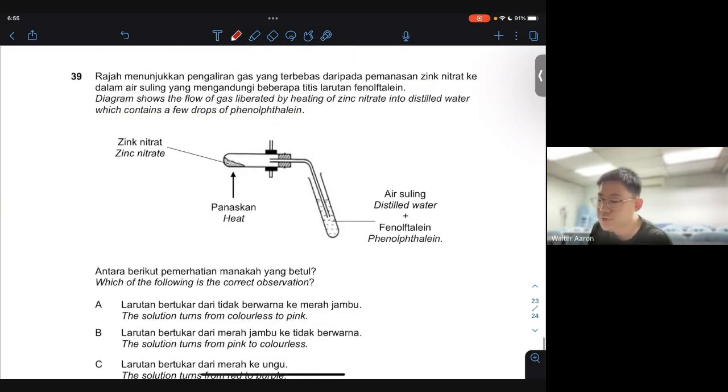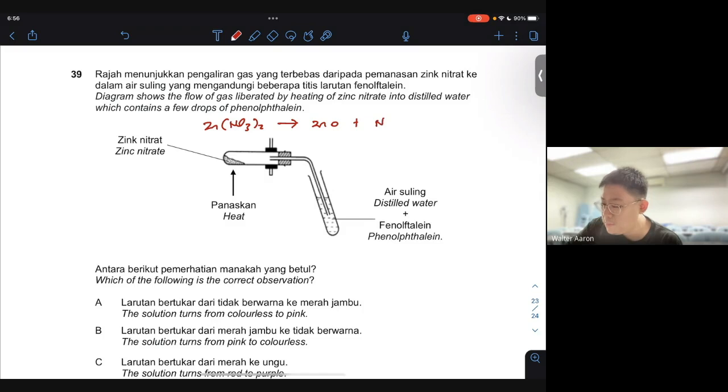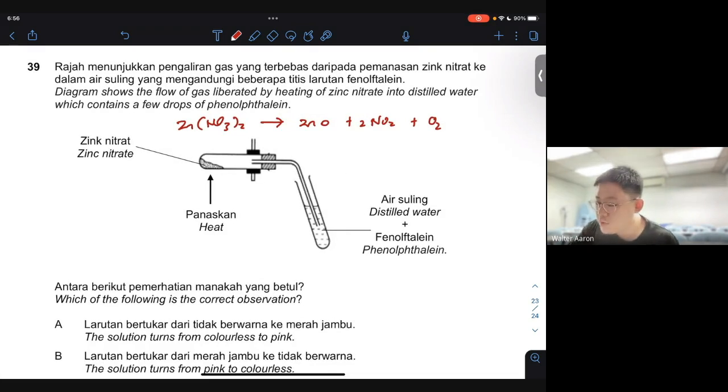Number 39, the diagram shows the flow of gas liberated by heating zinc nitrate into distilled water, which contains a few drops of phenolphthalein. So zinc nitrate heated up will actually decompose, right? Supposedly zinc nitrate decomposes upon heating to produce zinc oxide, nitrogen dioxide, and also oxygen. All right, so that's the main equation that you get.